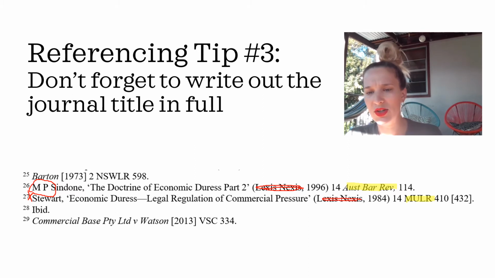You can also see that there's an issue number for the journal potentially missing there, and an issue number for the journal potentially missing here, except I did go and check and there was no issue number for the Australian Bar Review, so just the volume was fine for that one. But the Melbourne University Law Review below did actually have an issue number, so that was required to be in there. And then you've also got the starting page of this journal article missing.